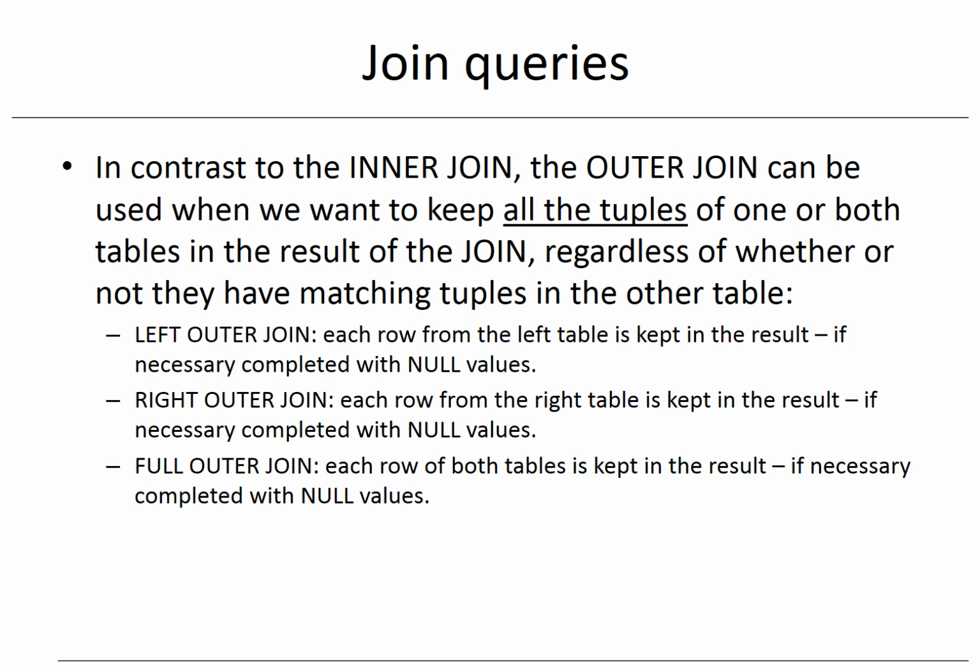Three types of outer joins exist. In a left outer join, each row from the left table is kept in the result, if necessary, completed with null values. In a right outer join, each row from the right table is kept in the result, if necessary, completed with null values. Finally, in a full outer join, each row of both tables is kept in the result, if necessary, completed with null values.